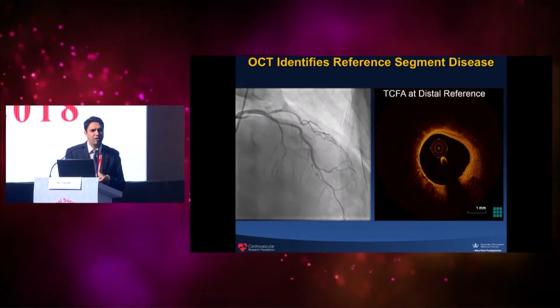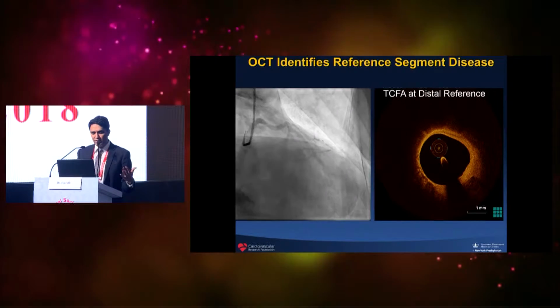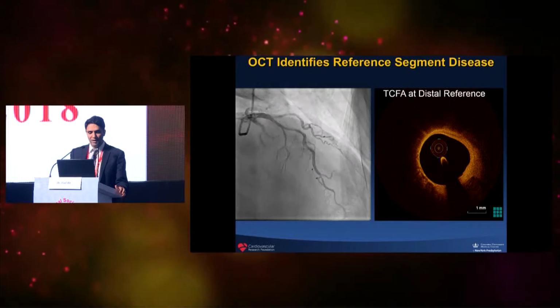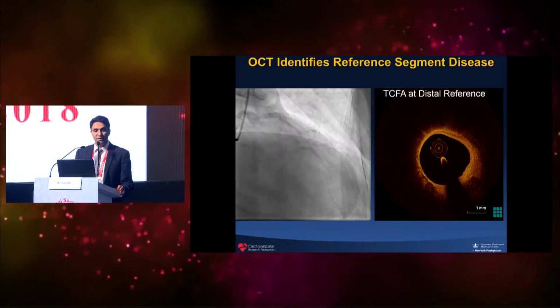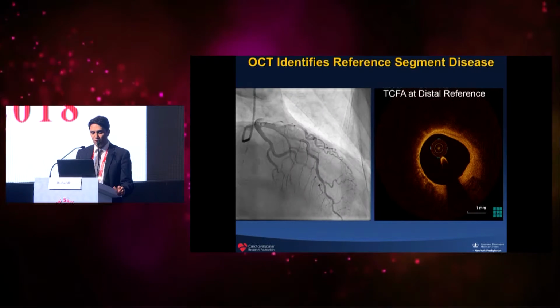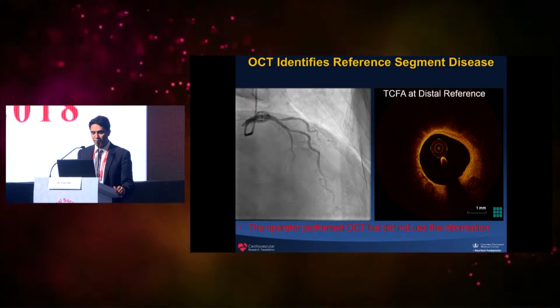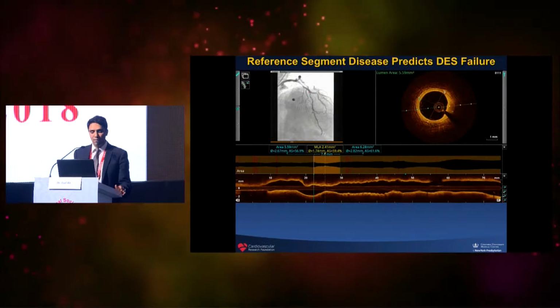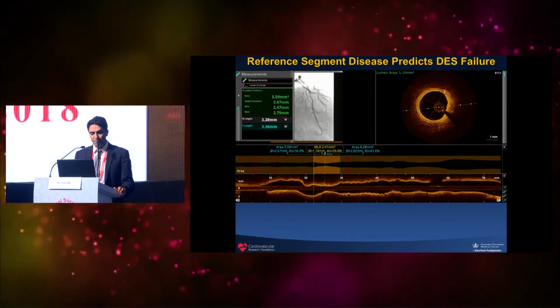Does it really matter? You may say, well, I can use the angiogram. Well, here's an example. Here's a patient from our institution where the operator performed OCT but did not pay attention to the plaque at the distal reference segment. And you can see that there's a thin cap fibroatheroma at the distal reference segment, and this is the outcome of implanting a device into this thin cap fibroatheroma.